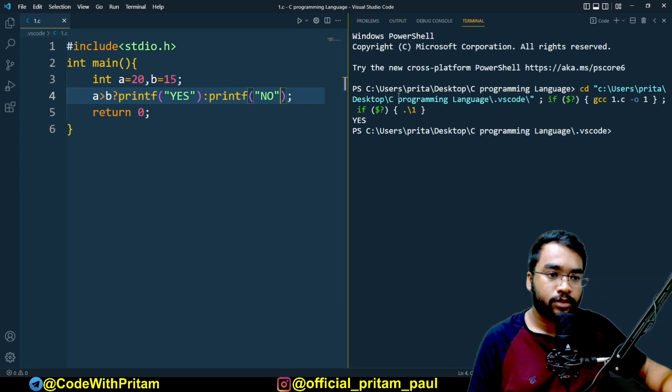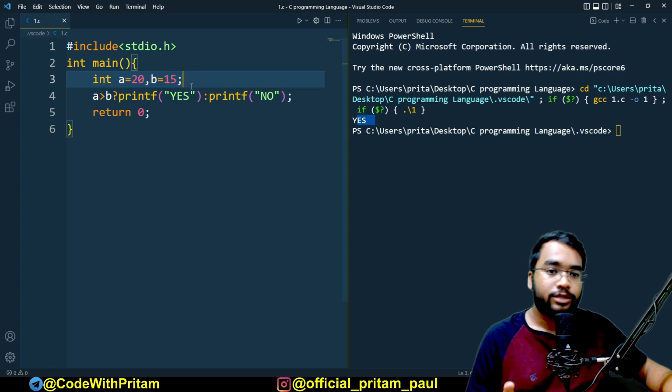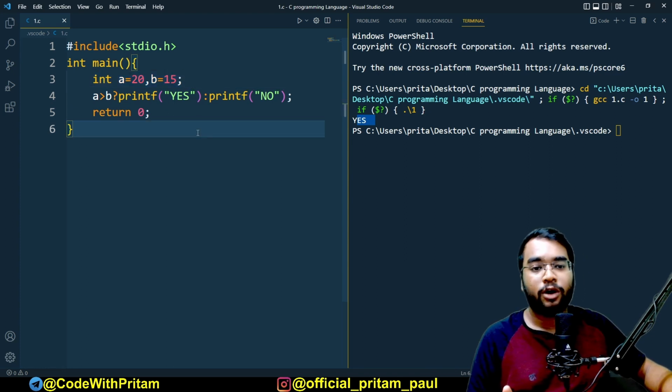So let's see. Yes, A is greater than B. It's true. So that's it. Okay, so this is all about the conditional operator.